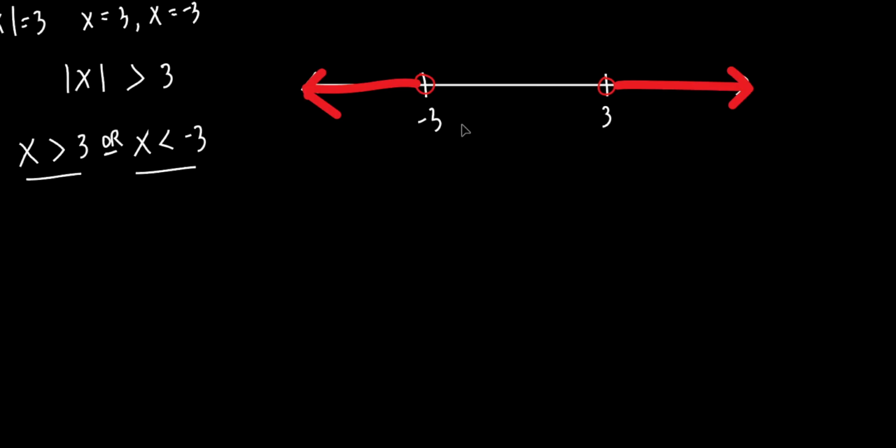You can pick any number in between negative 3 and 3. Pick a 0. What's the absolute value of 0? 0. Is 0 bigger than 3? No, it's not. Let's pick a number that actually does work.